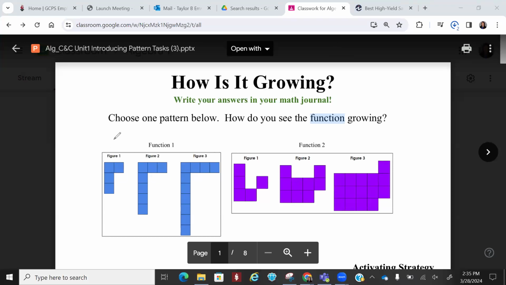How many boxes are in figure one? Four. Okay, how many boxes are in figure two? Okay, seven. How many boxes are in figure three? Okay, how is it increasing? Okay, so we're adding three.